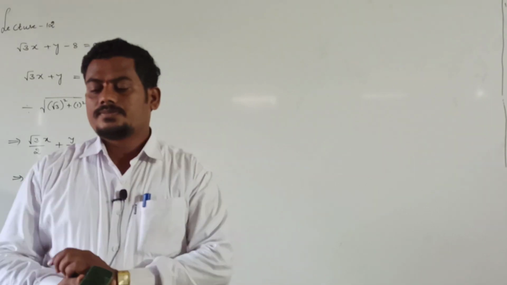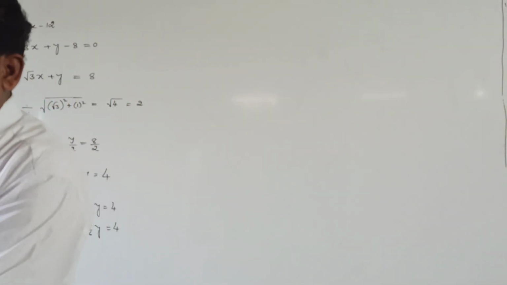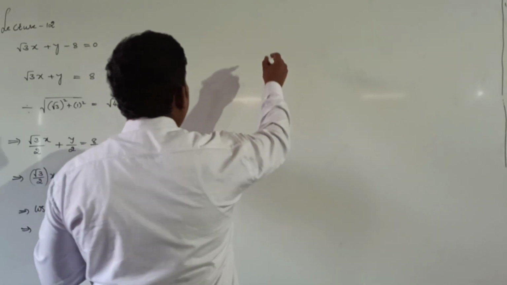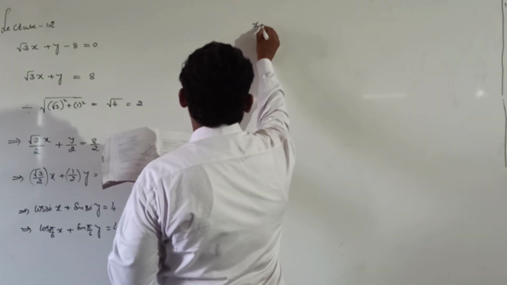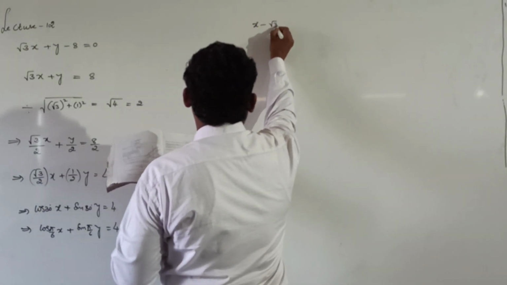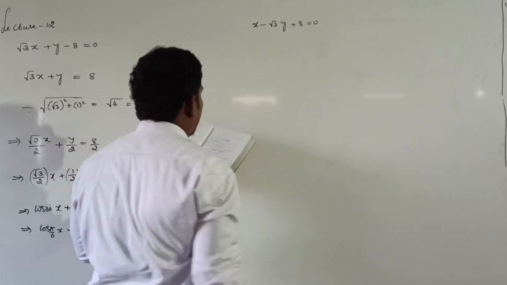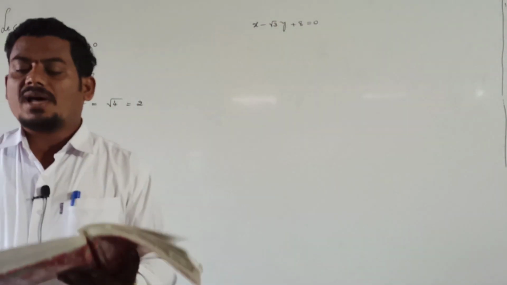Next problem. Reduce the equation x minus root 3y plus 8 equal to 0 into normal form.